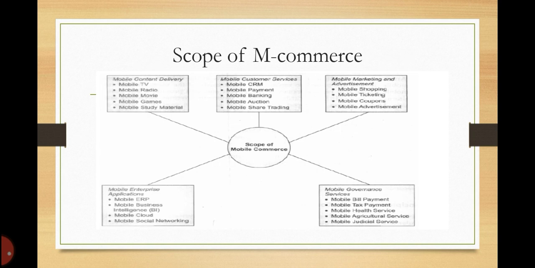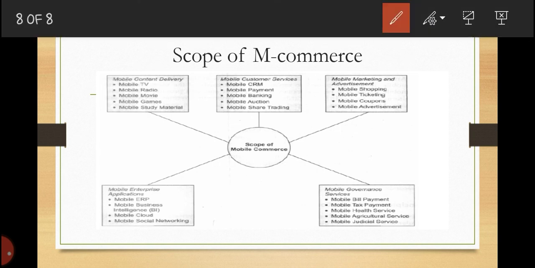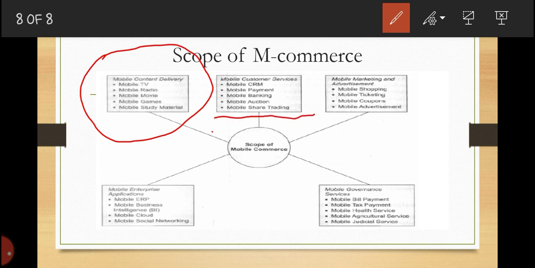Now let us see the scope of mobile commerce. Speaking of mobile commerce, it doesn't end at payments or ordering. We have scopes like mobile content delivery. Nowadays we have what we call mobile TV, mobile radio, mobile movies, mobile games, even mobile study materials. Mobile commerce can be extended to mobile customer services.